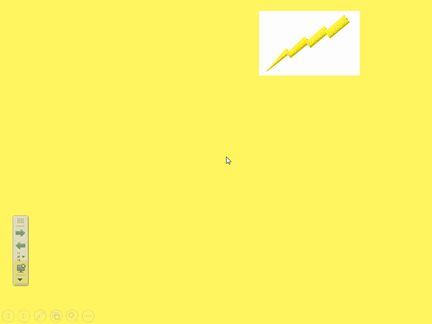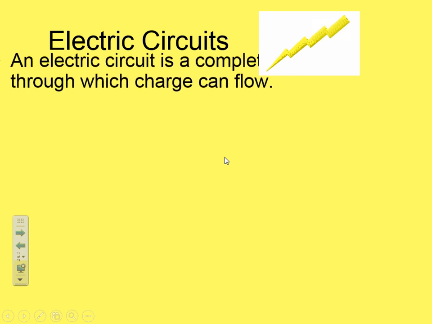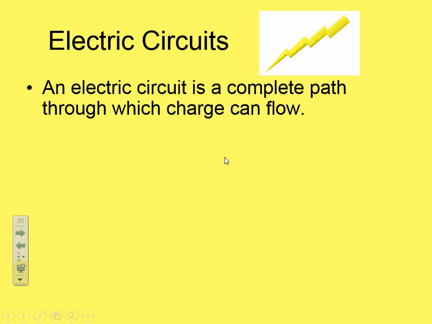20.4, last section of the year, and we are going to talk about circuits. We've been talking about voltage and current and resistance and power and energy. How do we harness that electrical energy? How do we move it from one place to another? And we typically do it through a circuit. So what is a circuit?